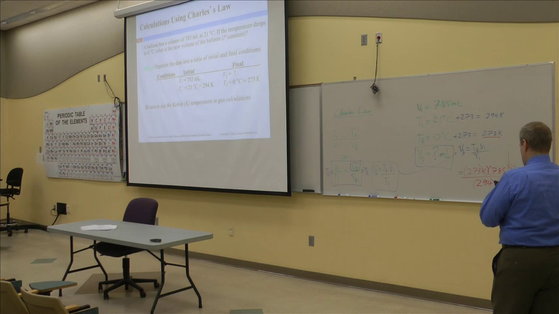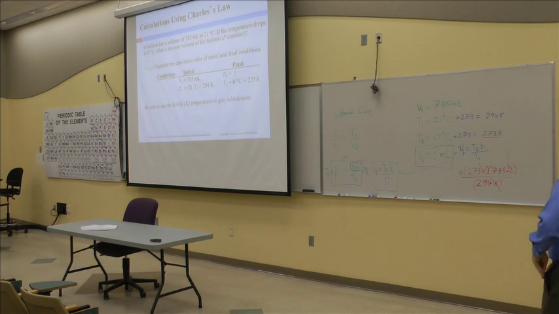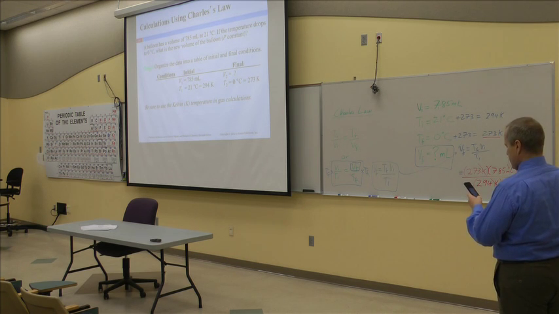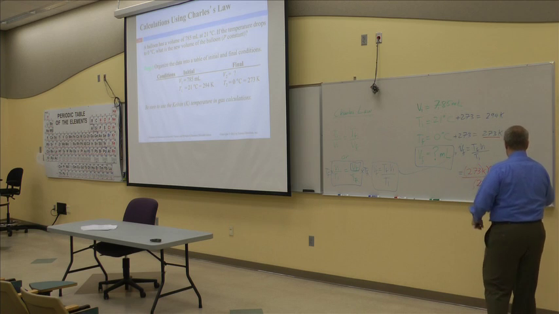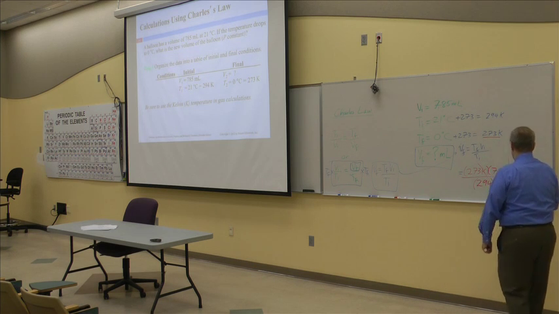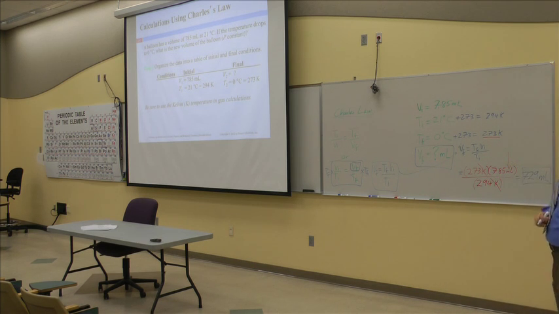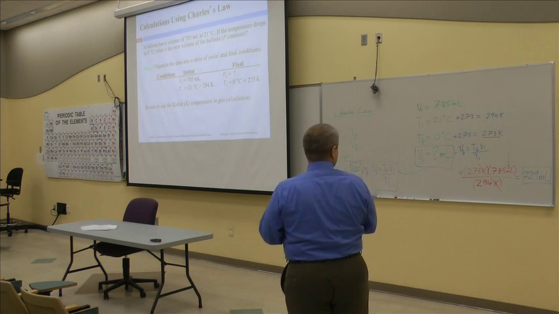273 multiplied by 785. All of that is divided by 294 equals. I get 729. Okay. What did everyone else get? 729? So my balloon will shrivel up just a little bit. Everyone happy with that?